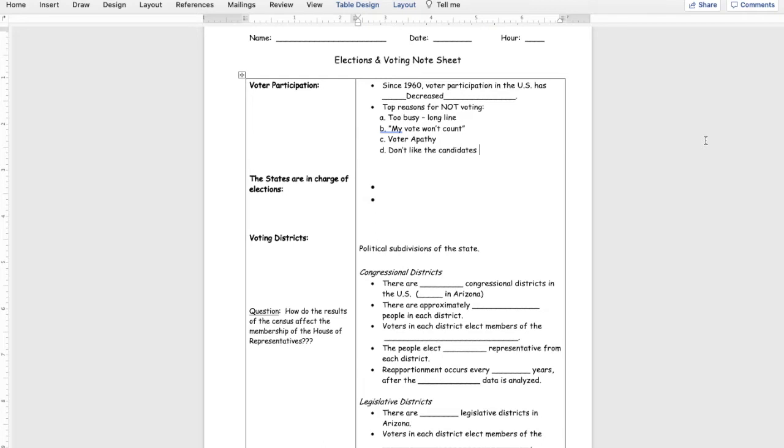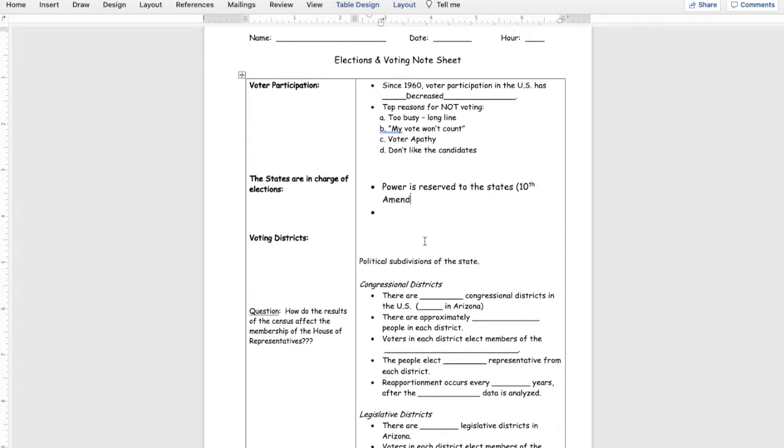Now, when we talk about elections, the states are all in charge of elections. If you recall, the power is reserved, and we use that word specifically, to the states through the 10th Amendment. The 10th Amendment, which is in the Bill of Rights, says, hey, anything that we don't discuss here, these are powers that are reserved to the states. And they don't really discuss elections in the Constitution. So the states get to decide how they want to do their elections. And for that reason, the rules and the ballots vary.